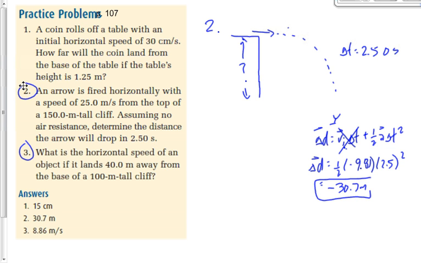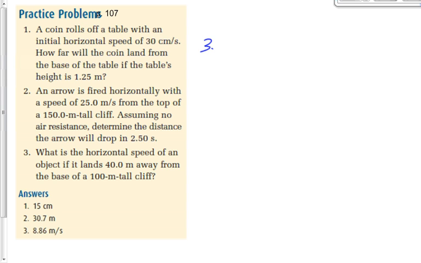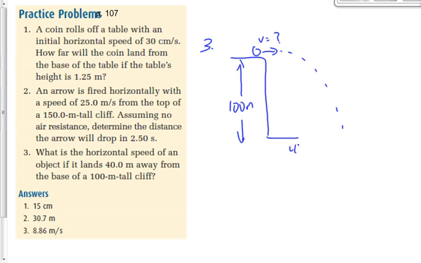All right, let's take a look at question number 3 now. It says, what's the horizontal speed of an object if it lands 40 meters away from the base of a 100-meter tall cliff? There's a high cliff. We're going to make the object a ball. I don't know what it really is, but we're looking for its horizontal speed. We know that it lands 40 meters away from the base of the cliff here. So it's going to look something like this, right?